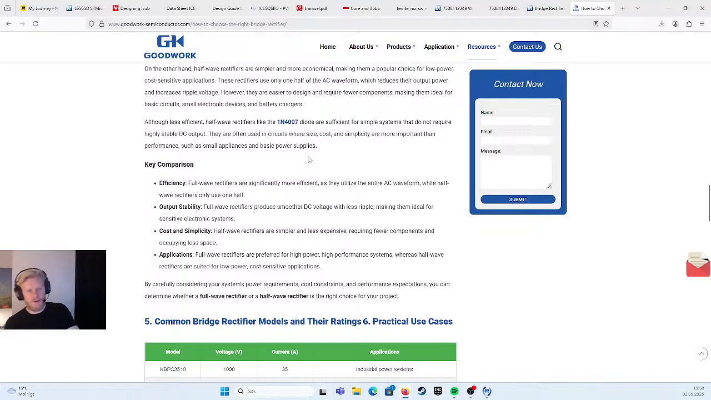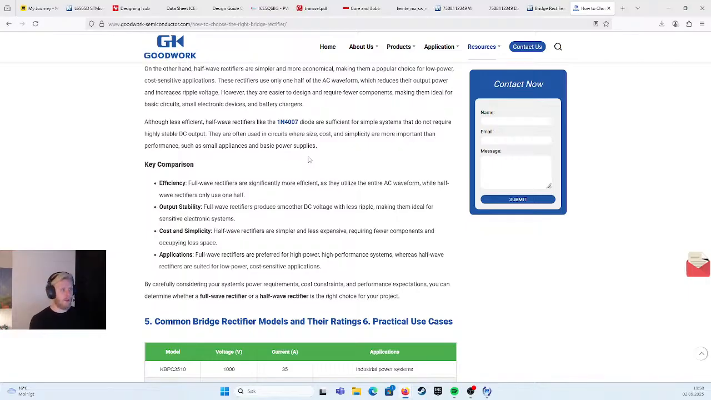So the key comparisons: the full wave rectifiers are significantly more efficient as they utilize the entire AC waveform, while half wave rectifiers only use half. Full wave have a smoother DC voltage with less ripple. Cost and simplicity: half-wave rectifiers are dominating applications. Full-wave rectifiers are preferred for high-power, high-performance systems, whereas half-wave rectifiers are suitable for low-power, cost-sensitive applications.